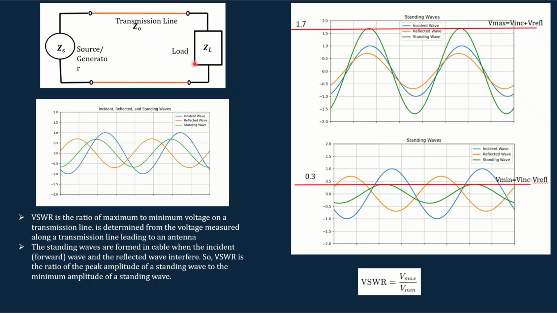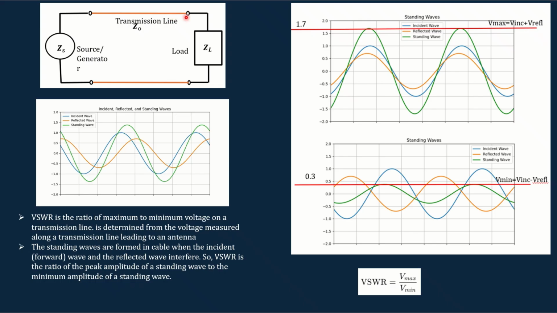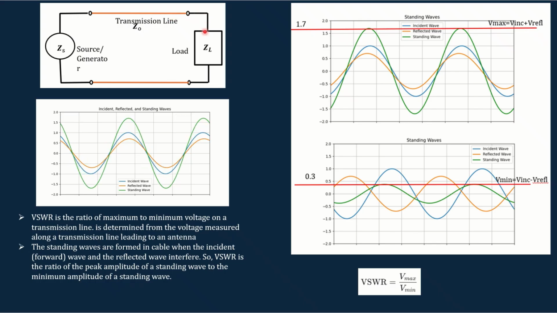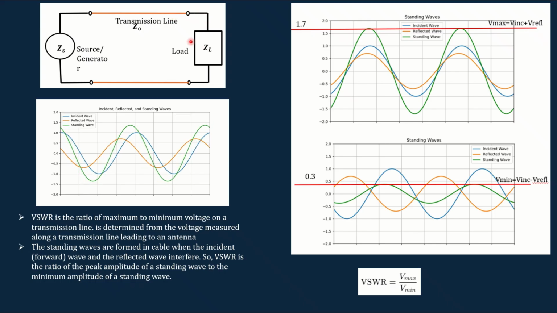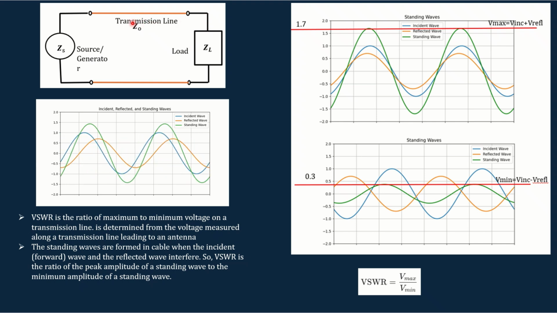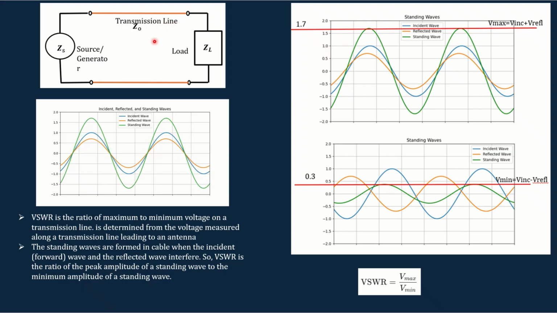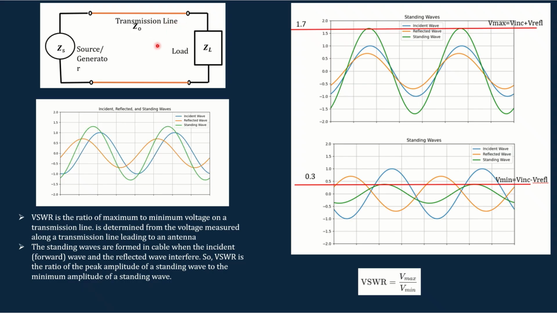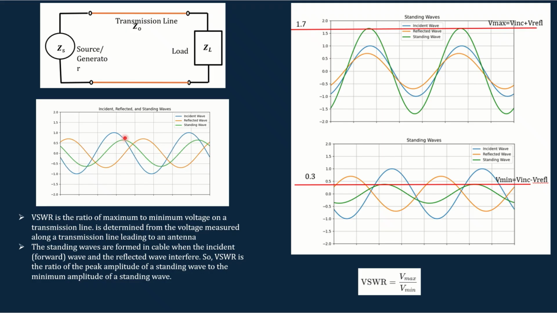If you have a system like this, the waves from the source will be transmitted through the transmission line and will reach the load impedance. Depending upon the impedance mismatch between the load and the transmission line, some part of the wave will be reflected back, and the incident wave and the reflected wave will interact and result in a standing wave. This is an animation showing that interaction.